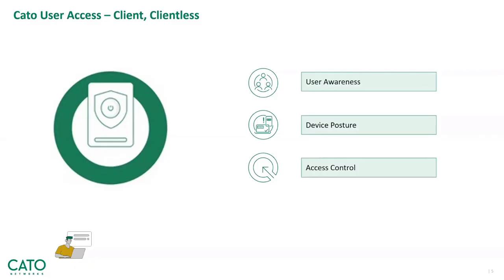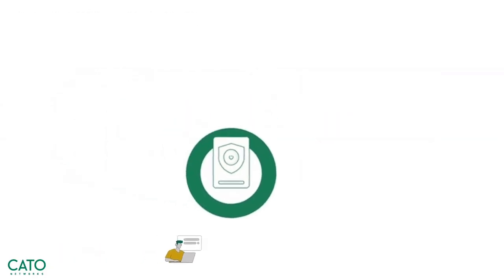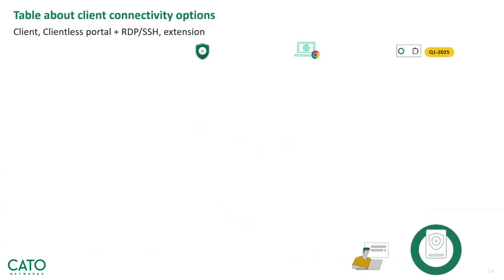This component is responsible for user awareness, as we said: identification and authorization of the users. Then device posture, to make sure that the device meets the policy that the admin asked for. And then access control. When we talk about user access, we don't only talk about the client. The client is the most used way to connect users to applications, but we also have clientless solutions. We have the application portal, and since last quarter, we also have the CATO browser extension.